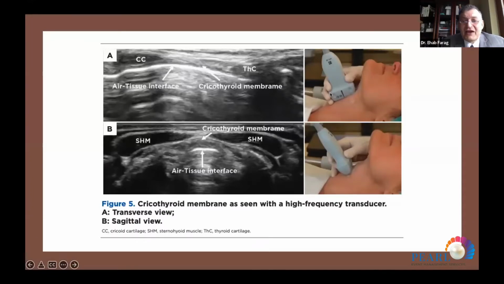We see here in the long axis, or sagittal view, with the linear probe, the thyroid cartilage and cricoid cartilage as hypoechoic, and here the hypoechoic cricothyroid membrane. If you can't identify it, just look for the air tissue interface, the hyperechoic line. And this is the short axis, as you see, the cricothyroid membrane, and here the air tissue interface, and this is the sternocleidomastoid, or sternohyoid muscle.